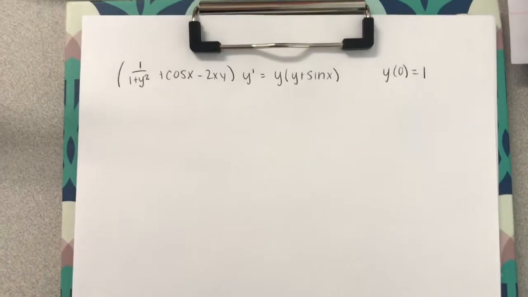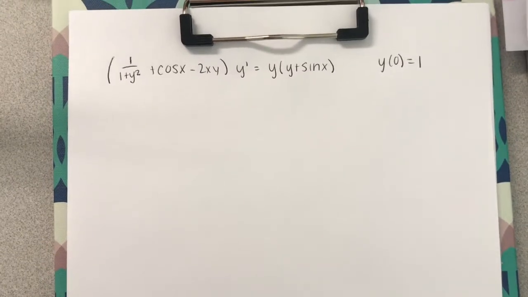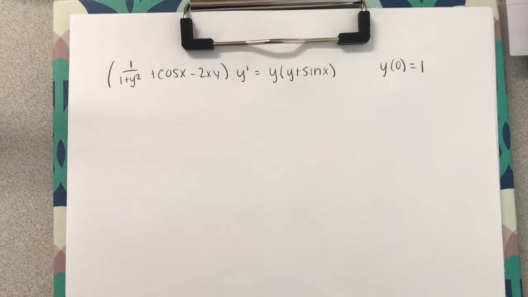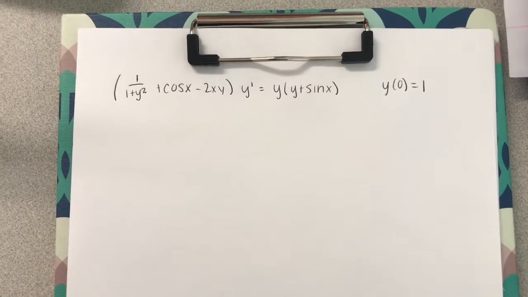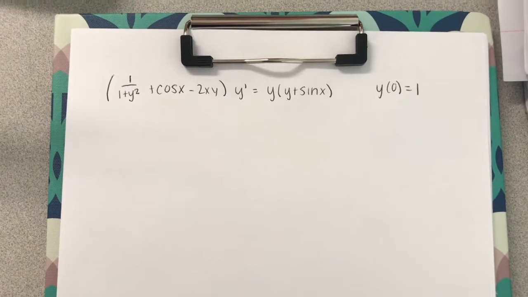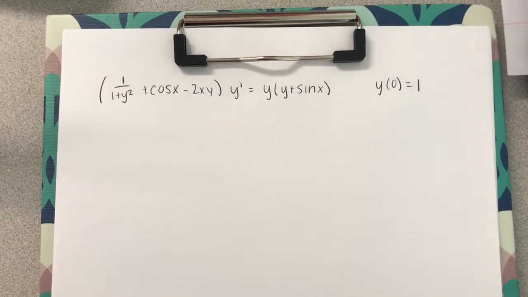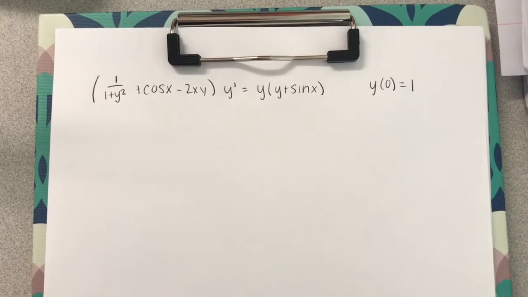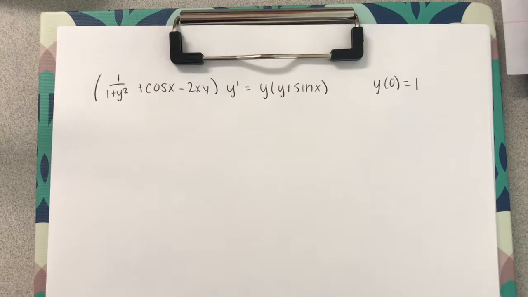Alright, let's look at the differential equation: the quantity 1 divided by 1 plus y squared plus cosine x minus 2xy, all times y prime, equals y times (y plus sine x). This is also an initial value problem where y, when I plug in 0 for x, is 1. Now, this differential equation we're going to solve using the exact method.